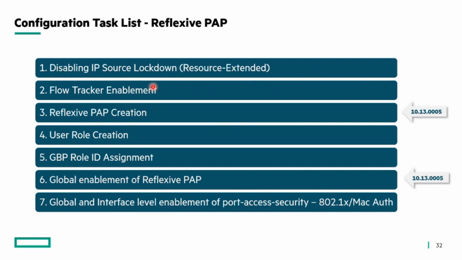First, we need to disable the IP source lockdown feature. This is only for getting more resources for the IP flow table. And for the flow tracking, we have to enable the flow tracking feature. Next comes the reflexive PAP creation. That is a new 10.13 CLI introduced, and association of this PAP with the user role. And we need to do a mandatory GBP role ID assignment as we are using the FlexTCAM lookups. And globally, this feature has to be enabled. Only then will it work. For that purpose, we have to enable this reflexive PAP feature globally. This is also a new CLI introduced as part of the 10.13 release. And last but not least, our main security features have to be enabled.